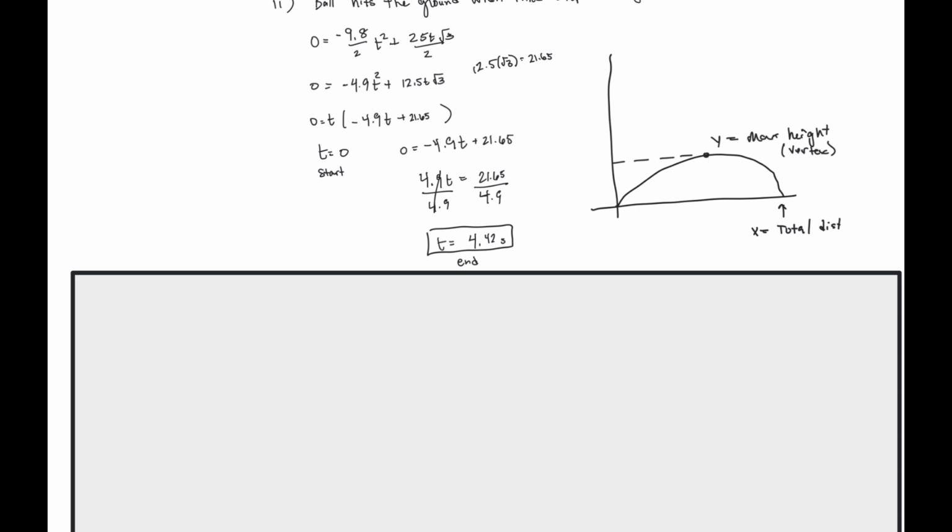Okay, let's move on to part 3. It's to determine how far the soccer ball traveled in the air. You can see on the graph, I've already labeled it. I need to know what is the total distance away from here? How far did it go? So I want to know what the distance is here. So really, what is this x coordinate?